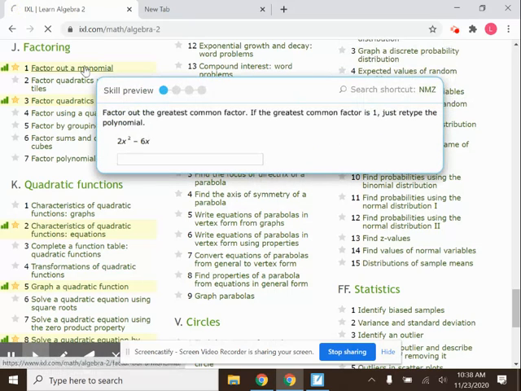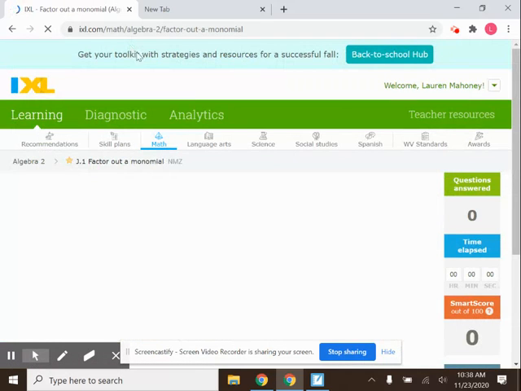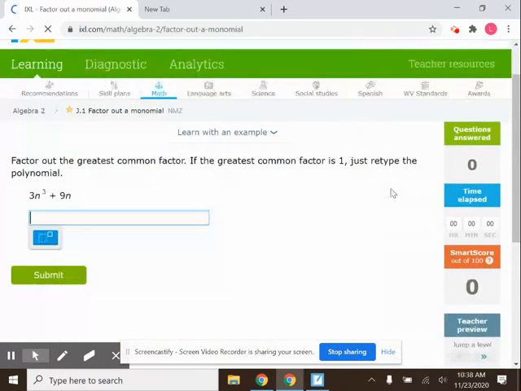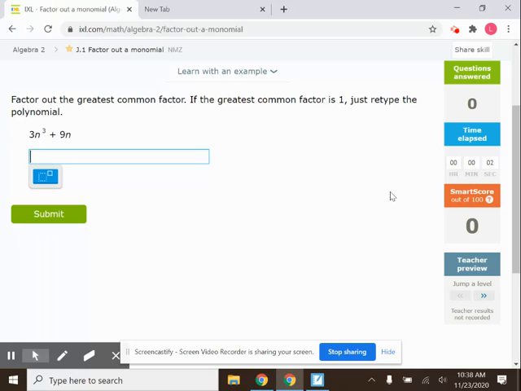If we go to J1, which is factor out a monomial, we haven't talked about this a whole lot in class, but this is something you should have seen before. You're given a polynomial here, 3n cubed plus 9n, and it says factor out the greatest common factor. If the greatest common factor is 1, you would just retype the polynomial. So if there's nothing you can take out, you would just retype what's there.